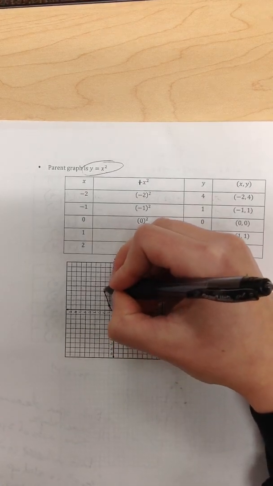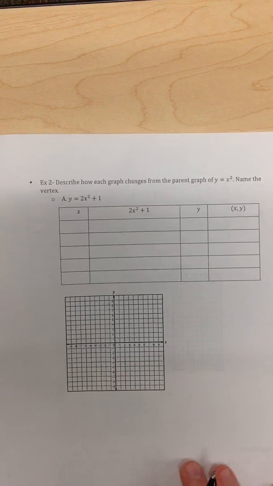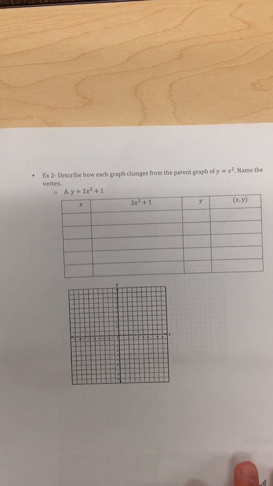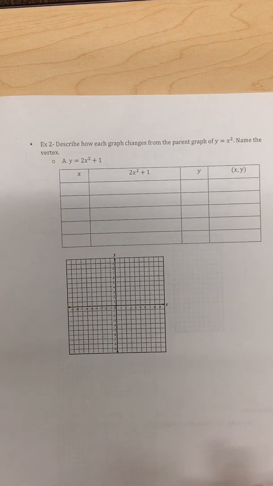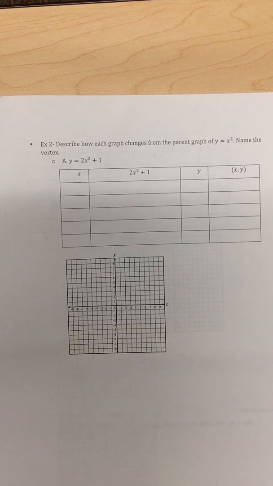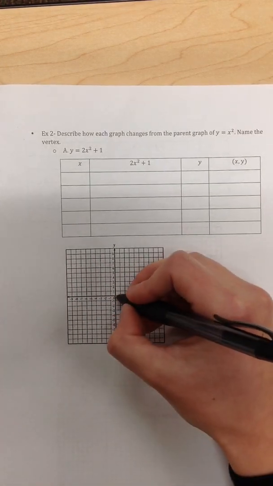So that is called the parent graph, and it's the simplest form of one of these quadratic equations. Okay? Alright, so now they're going to ask us to compare to the parent graph. So it might not be a bad idea to actually graph the parent graph on this. Like I said, it's nice to have those ordered pairs already written so you don't have to make the table out this time. I've made it so many times I just know it off the top of my head.